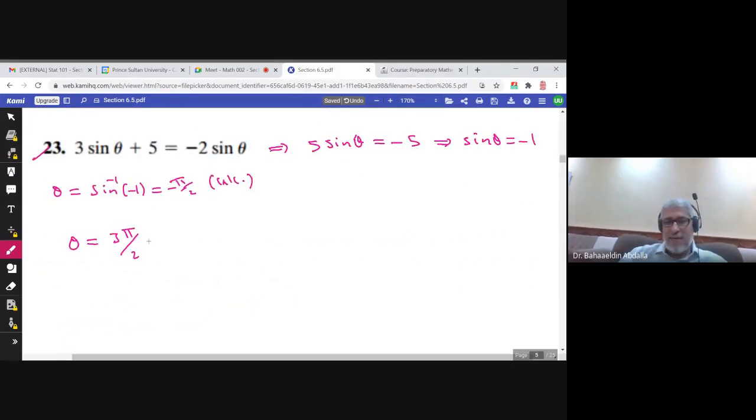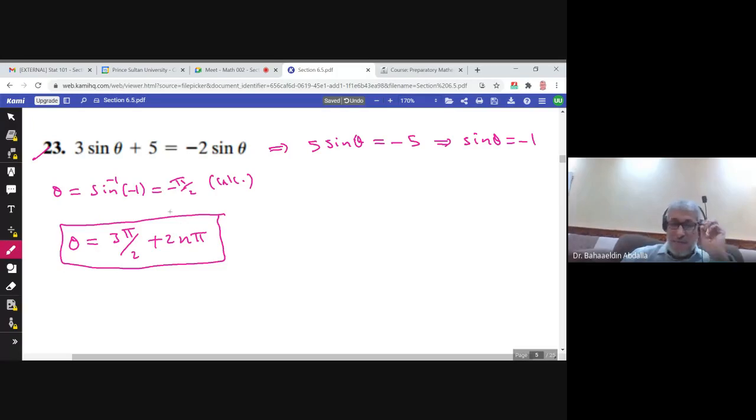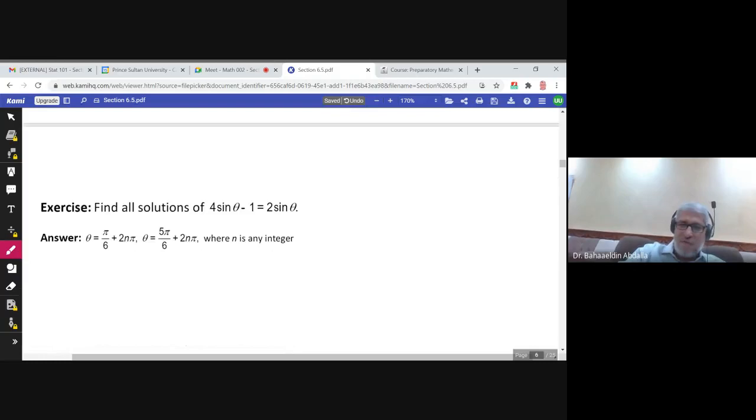So I can add 2n pi. And this would be the set of all solutions of this equation. If you replace n by -1, you will have negative pi over 2. If you write here negative pi over 2 plus 2n pi, it would be also correct, because negative pi over 2 is included here. So these are the solutions of this equation.